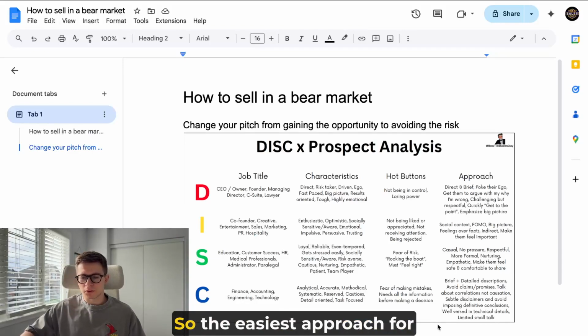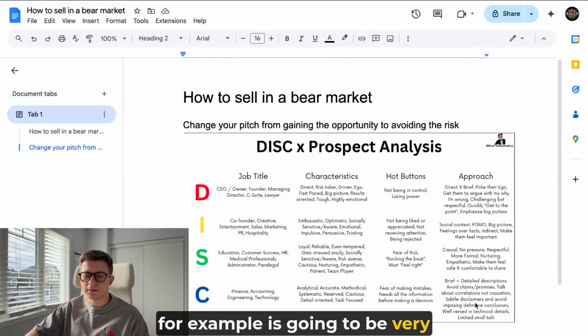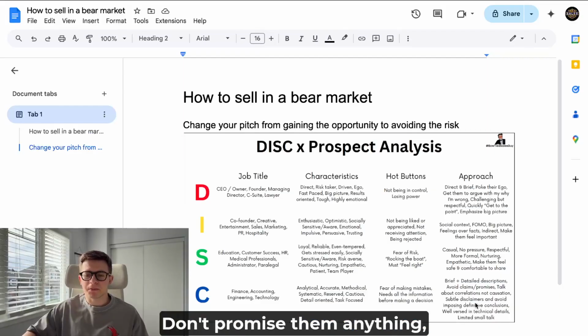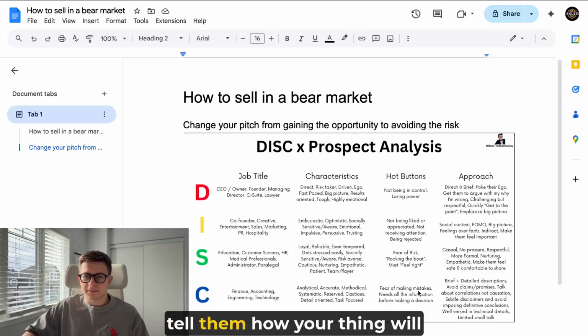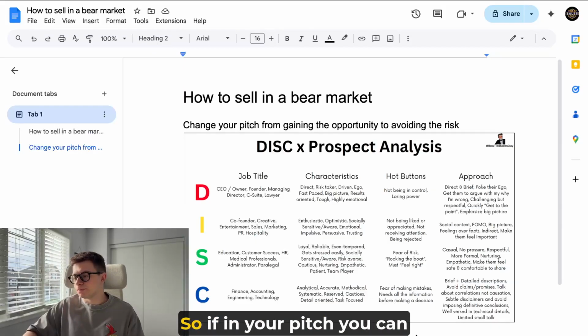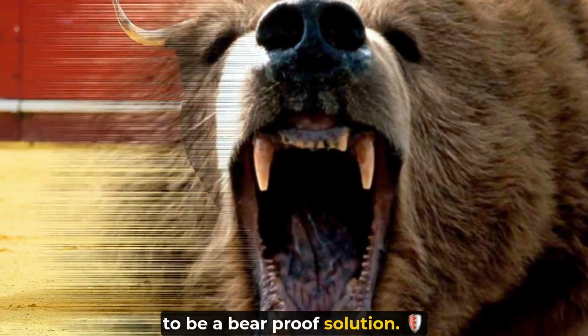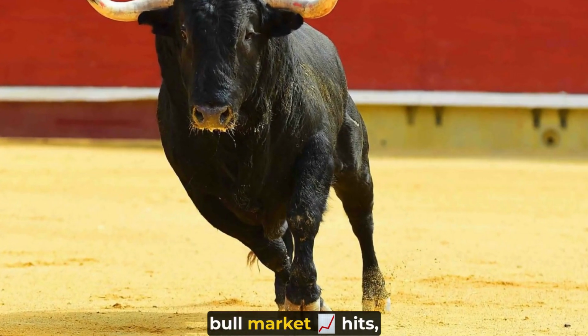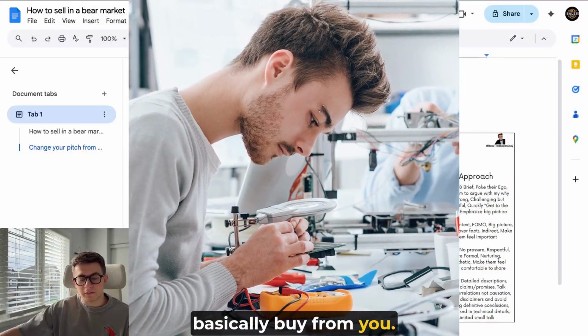So the easiest approach for selling to engineers, for example, is going to be very brief but still detailed. Don't promise them anything, just talk about the process and tell them how your thing will help them avoid risks, because they want to have all the information and they are afraid of making mistakes. So if in your pitch you can deliver that this is going to be a bear-proof solution, whatever bear market hits, bull market hits, it's going to be working, you can get any engineer to basically buy from you.